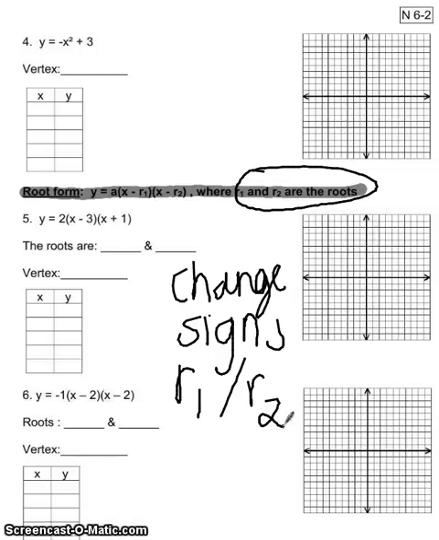So let's locate r1 and r2. Here's my r1, and here's my r2. I have a -3 and I have a +1. So if I'm going to change the signs wherever it says the roots are, I'm actually going to write a +3 and a -1. So again, remember my roots will change.